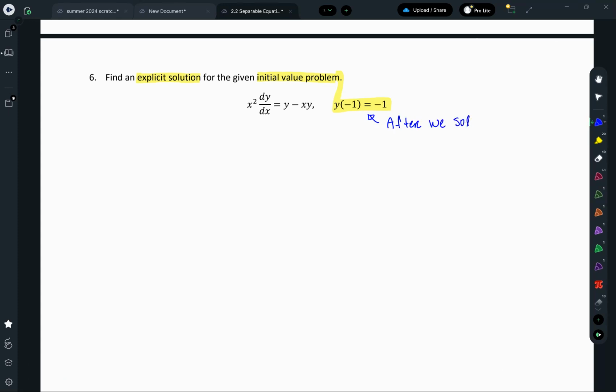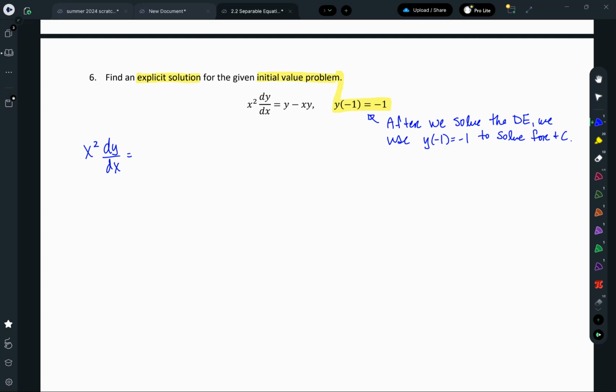after we solve the DE, we use y of negative 1 equals negative 1 to solve for the plus c so that we know what it is. In other words, we don't want a family of solutions. We want the solution to this IVP. Okay? So let's go ahead and get started. We have x squared dy dx is equal to, let me see if I can factor on the right-hand side. The right-hand side is y minus yx.